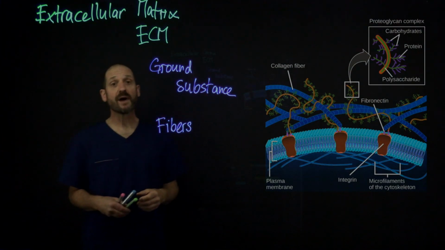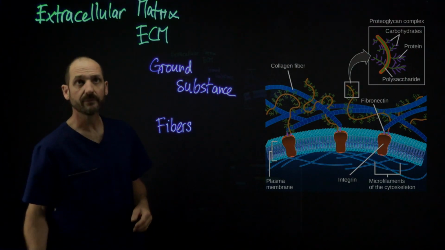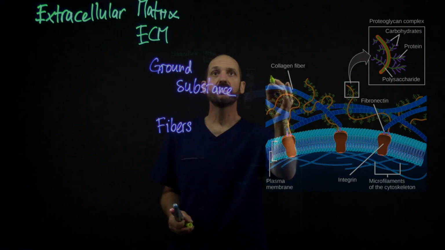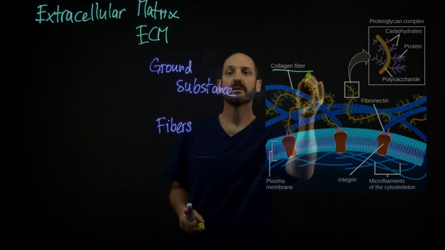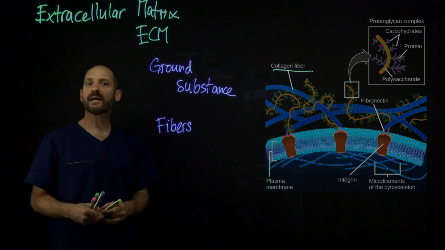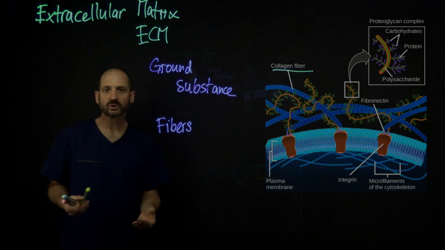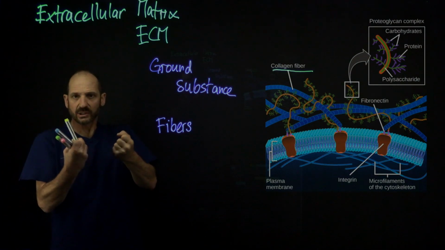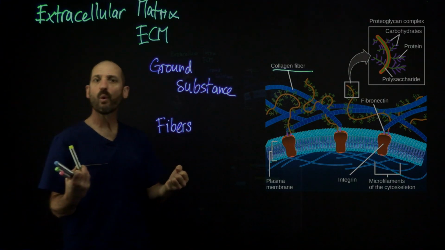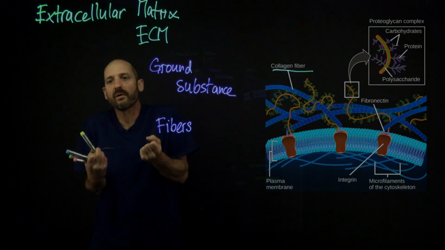The most common fiber type is collagen. We can see that right here. You see we have a collagen fiber right here. It acts like the superglue in the body, holding structures together. Its tensile strength is very, very high, and it resists being pulled apart.